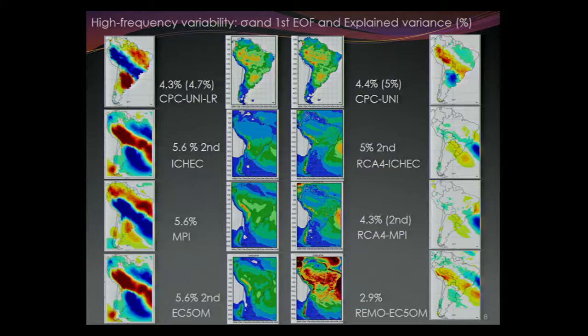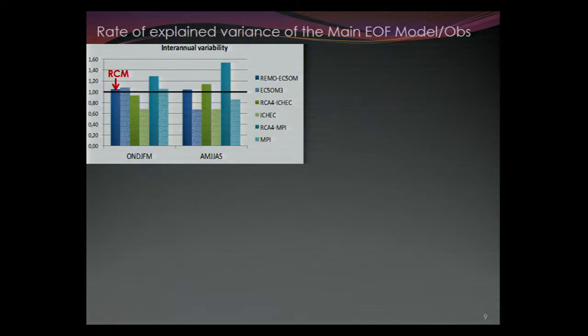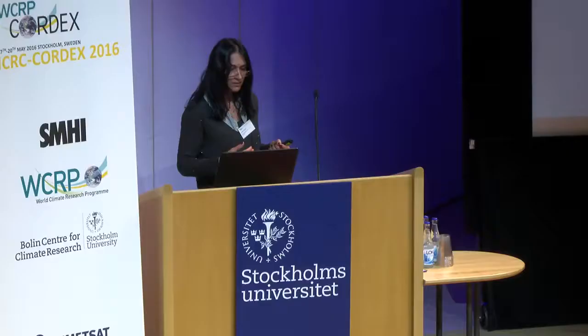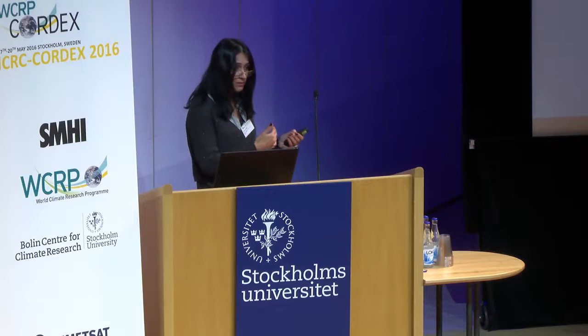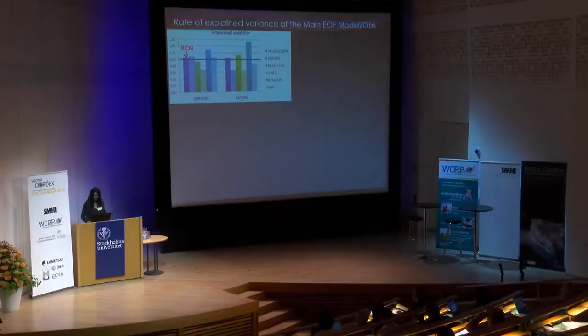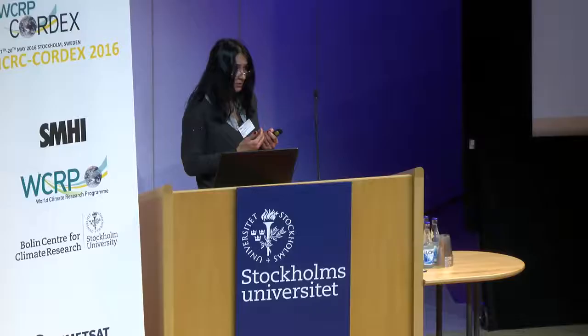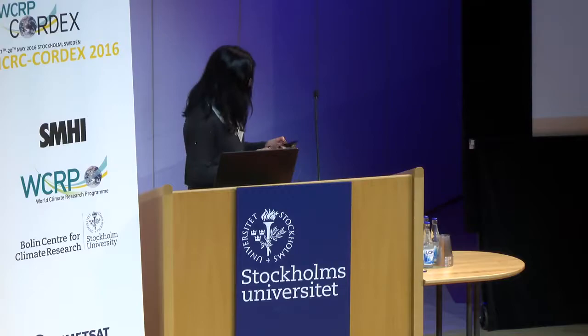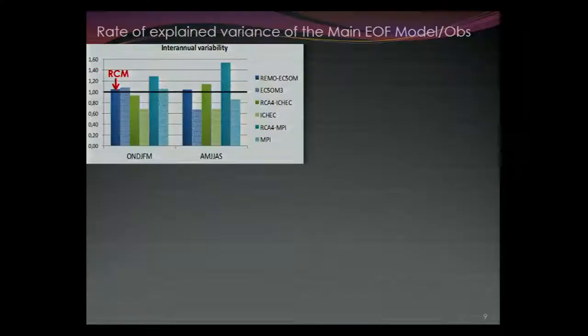So if we try to summarize this analysis, this just shows the ratio of the explained variance of the main pattern of variability from models compared with observation. So it's the ratio between those explained values. If the ratio is 1, it means that the model has the same amount of explained variance in the first mode as observation. So the line at 1 means perfect models.